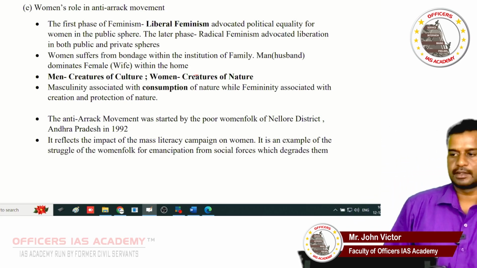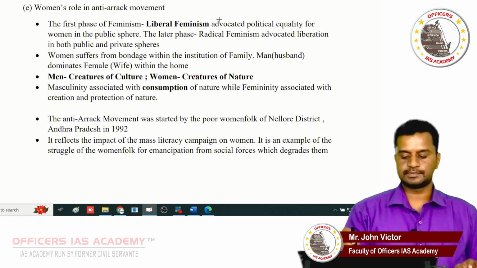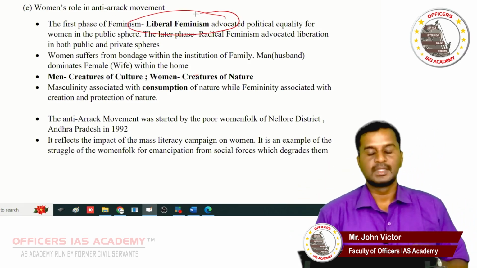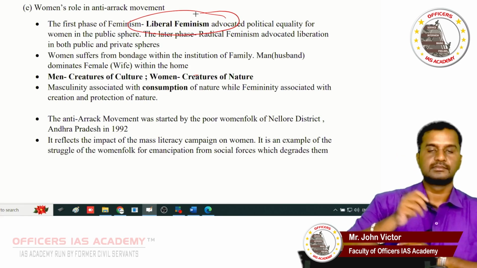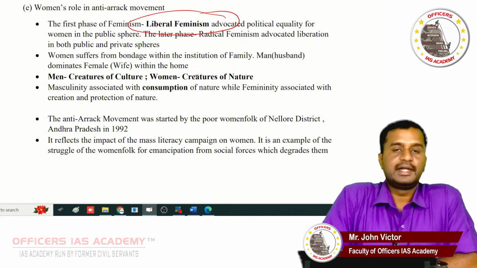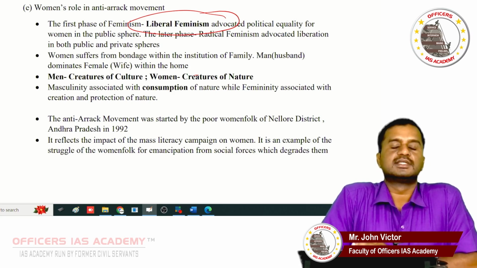You have to touch Paper 1 Section A once again, write about feminism and then go to Section B. According to feminism, men and women are equal. Currently, patriarchy leads to the subjugation of women. Apart from this, men are seen as creations of culture, women are seen as creatures of nature. Mention this point. Patriarchy leads to the destruction of nature.